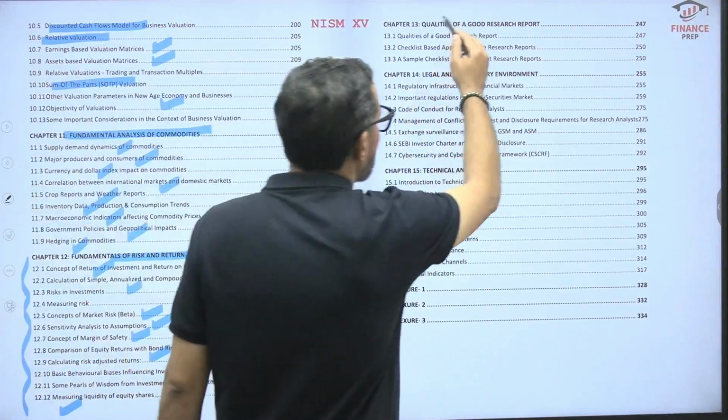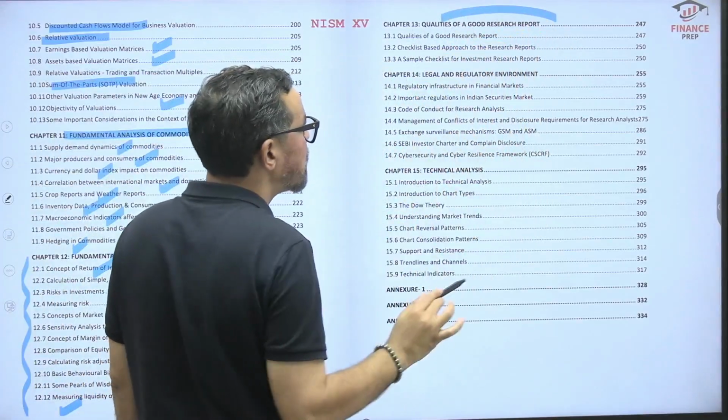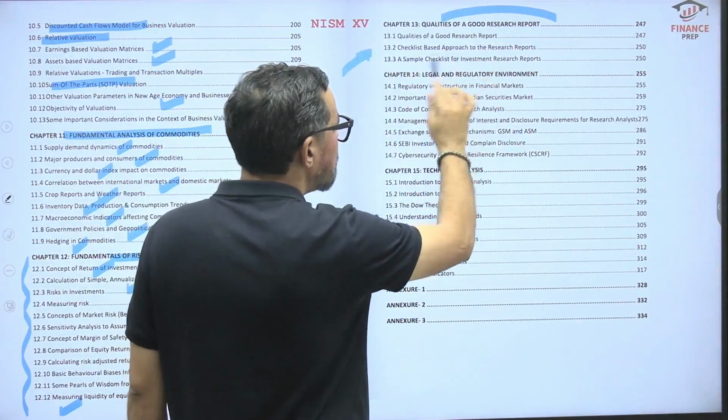The next one we have is qualities of good research, basic conceptual. Okay. So what does it include?